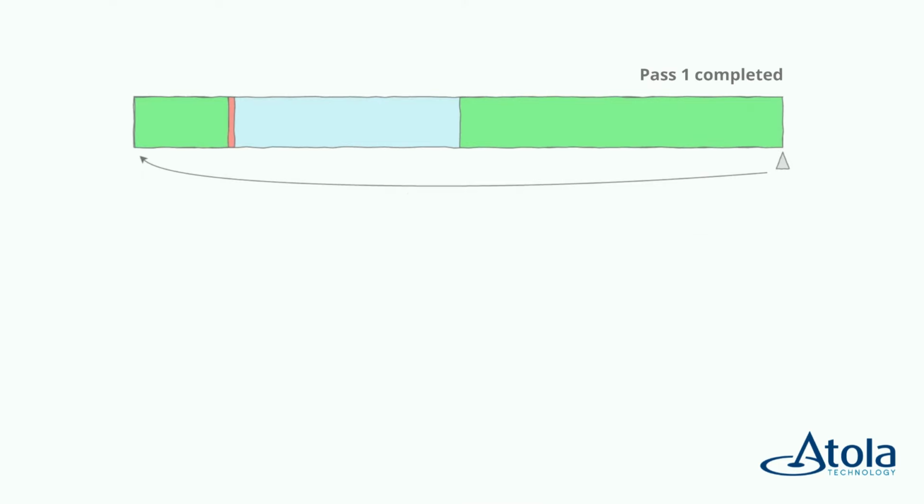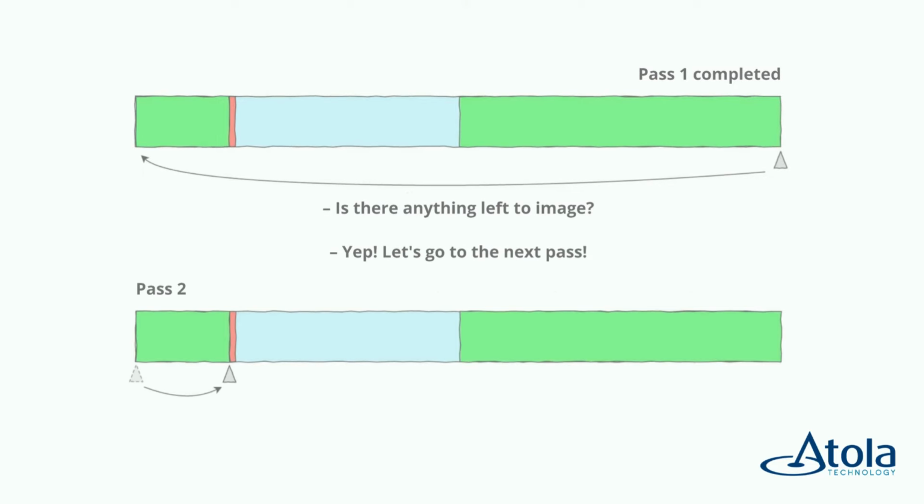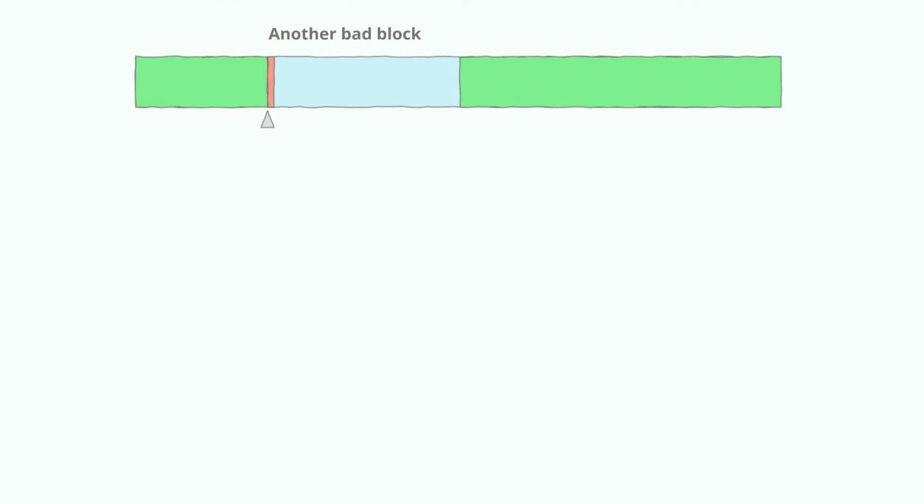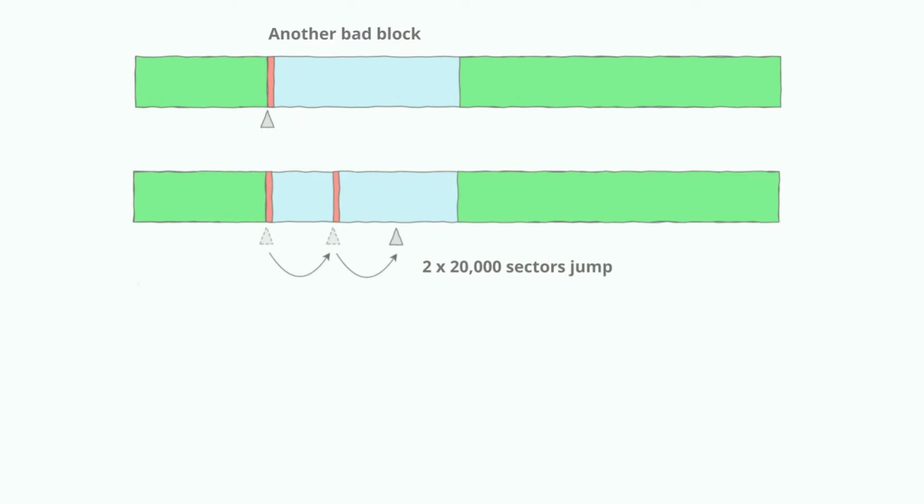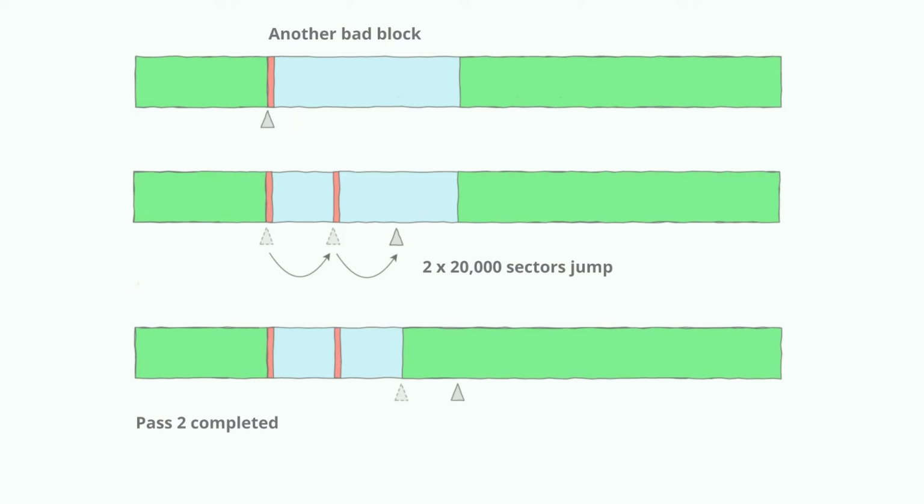Once the first pass is completed, TaskForce returns to the problematic area of the drive and spends a little more time, as defined in timeout settings, to read data in this area. Should it encounter another bad sector in this area, it will make a smaller jump by 20,000 sectors. On each subsequent pass, TaskForce will be allocating more time to read a bad sector and making smaller jumps to narrow down the bad areas of the drive and efficiently read data from the good ones.